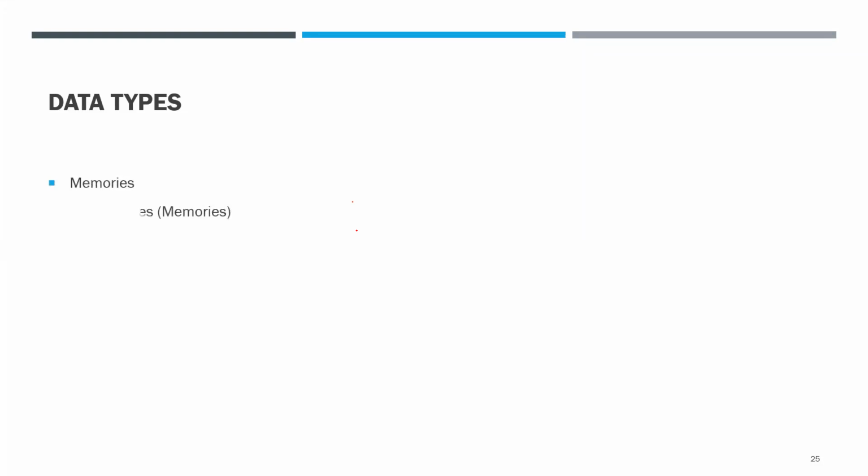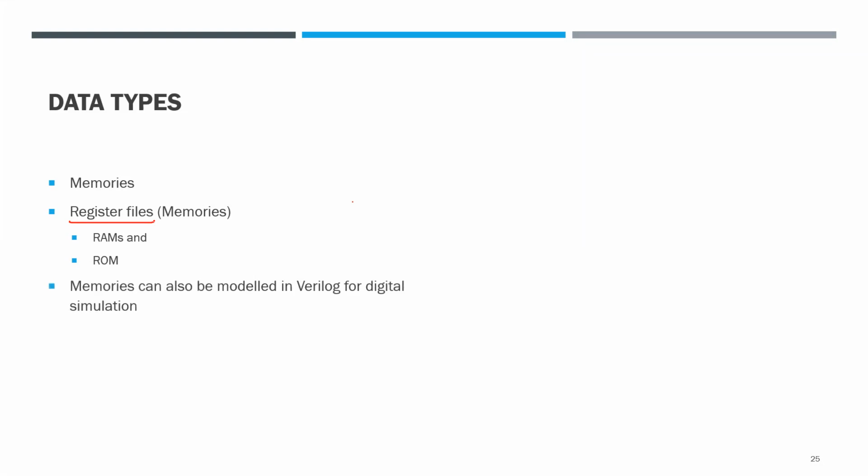So we have memories. These are nothing but register files. So we can have RAMs and ROMs. We can basically model them in Verilog. So how do I model them? I model them with the help of an array of registers, what we have discussed previously.